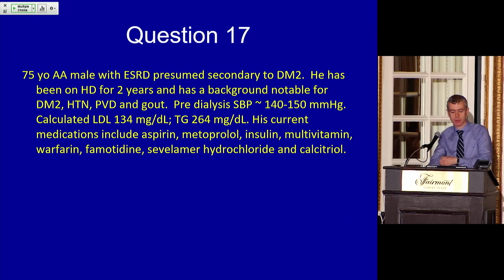So question 17, 75-year-old African-American male with end-stage renal disease, presumed secondary to type 2 diabetes, has been on dialysis for 2 years. He has a background notable for hypertension, peripheral vascular disease, and gout. His pre-dialysis blood pressure is around 140 to 150 millimeters of mercury. His calculated LDL is 134 mg per deciliter, triglycerides 264 mg per deciliter. And his medications include aspirin, metoprolol, insulin, a multivitamin, warfarin, famotidine, sevelamer hydrochloride, and calcitriol.